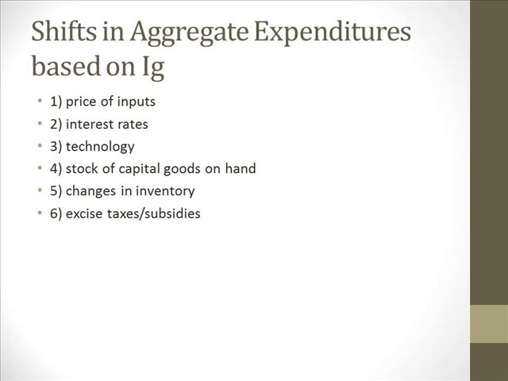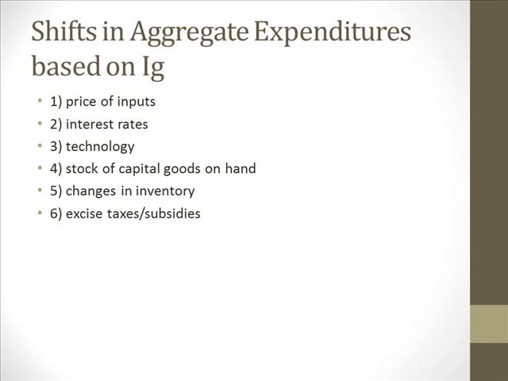So we could have shifts because of IG, or investment. So things that would cause that, one, the price of inputs. If oil costs more now, then aggregate expenditures, investment will go down. So AE will go down. If price of inputs, let's say wages, they're always talking about the shifting of investment because it's a resource. So if wages go down, then aggregate expenditures will go up because investment has increased.